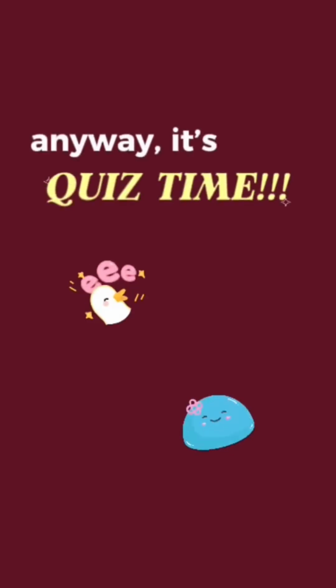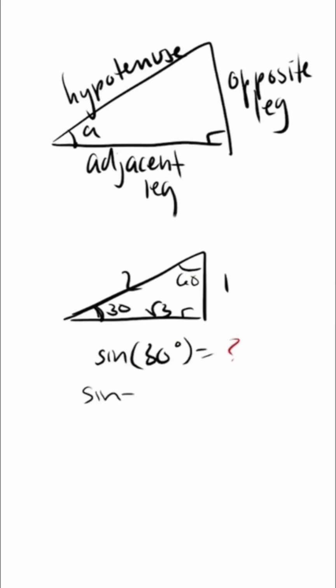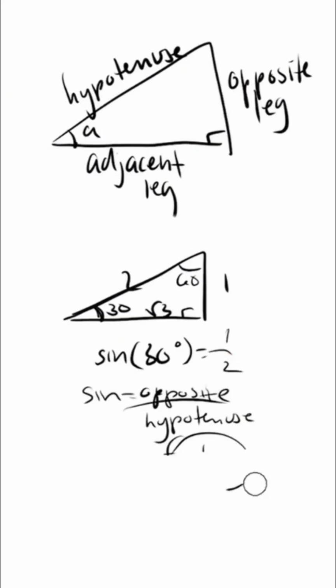Anyway, it's quiz time! If we have a 30, 60, 90 triangle, what is sine 30 degrees? Since the ratio of a 30, 60, 90 triangle is 1, square root 3, 2, and sine is the opposite side divided by the hypotenuse, our answer would be one half.